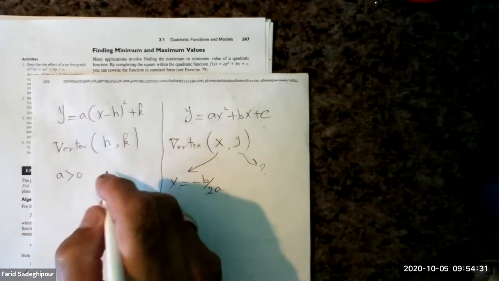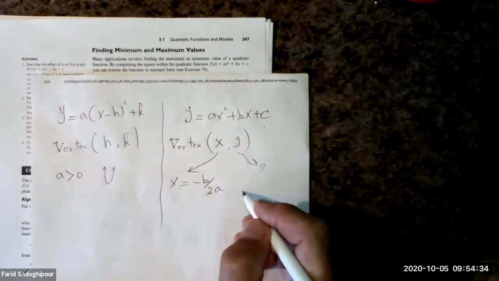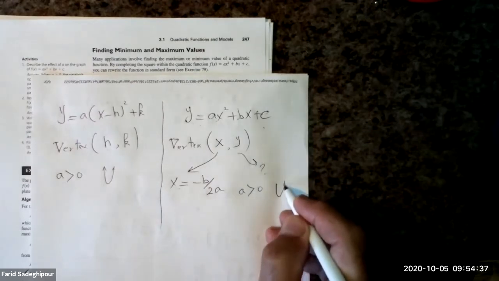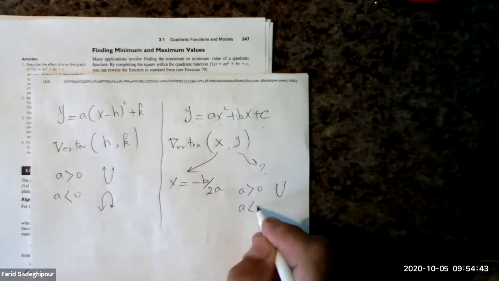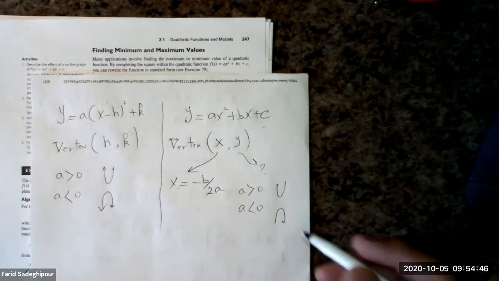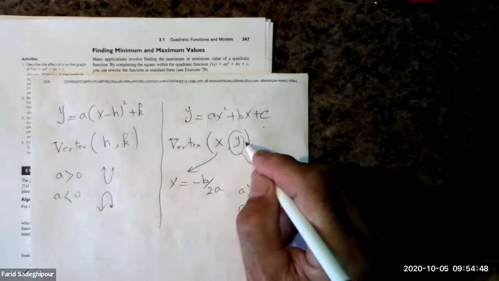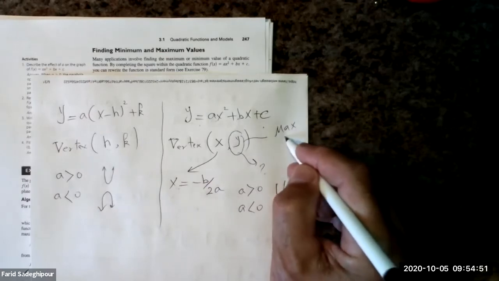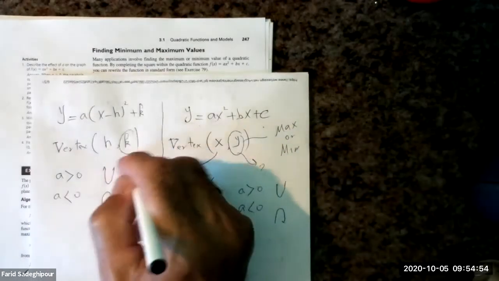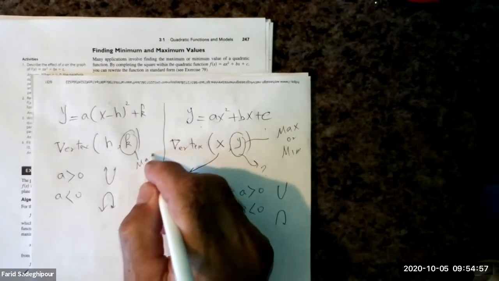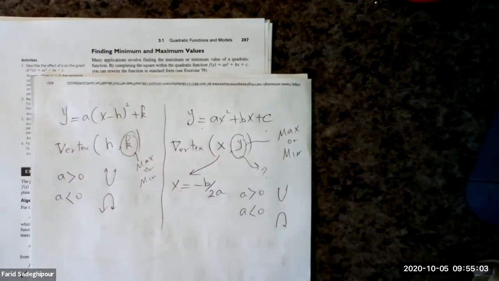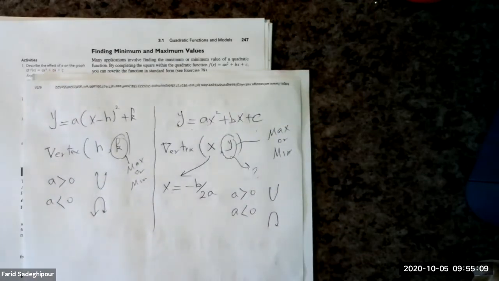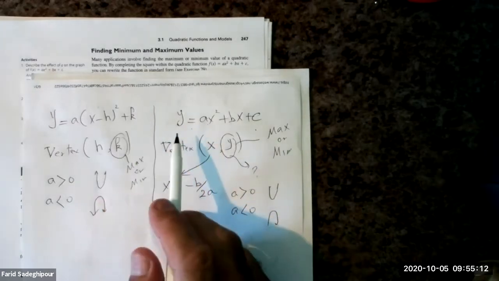If a is positive, the parabola opens upward. Here a is positive, the parabola opens upward. If a is negative, the parabola opens down. And this value that you find here, they call it maximum or minimum, which in this case is k, or minimum. So you always see it in one of these two forms.